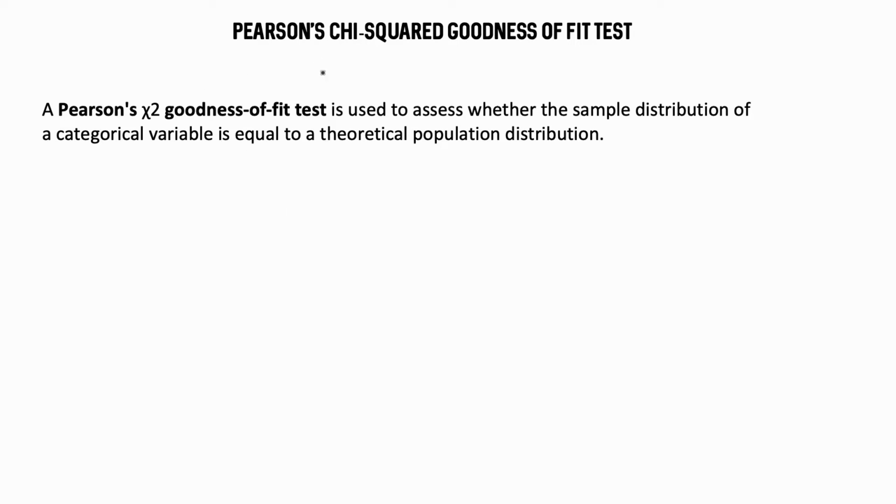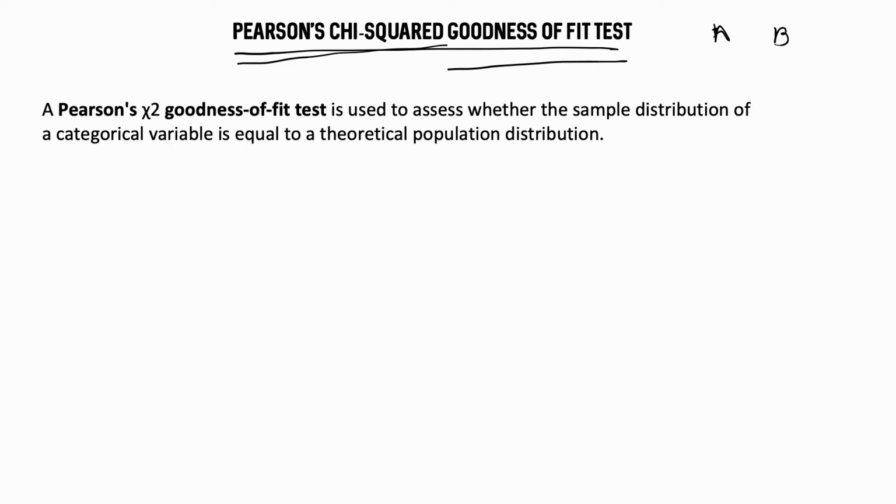Hey guys, in this video I'm going to go over how to perform a Pearson's chi-squared goodness of fit test. This is a continuation or sequel to the previous video I did, which was on Pearson's chi-squared test of association. I'll put a link in the description box below for that video, and that uses the same Pearson's chi-squared test statistic to test the association between two categorical variables.